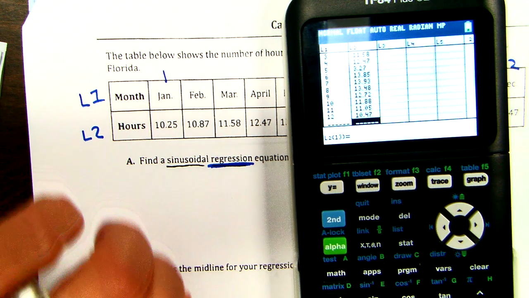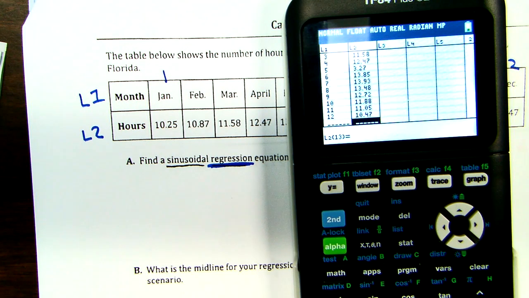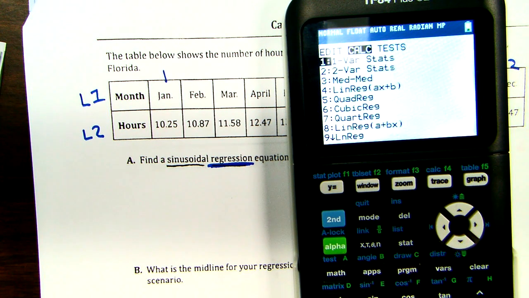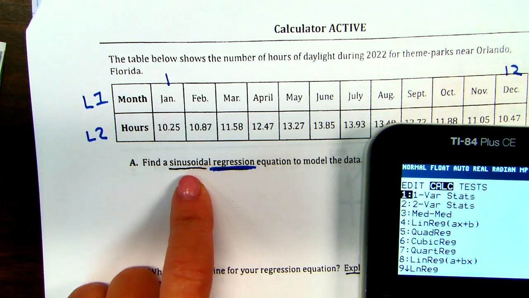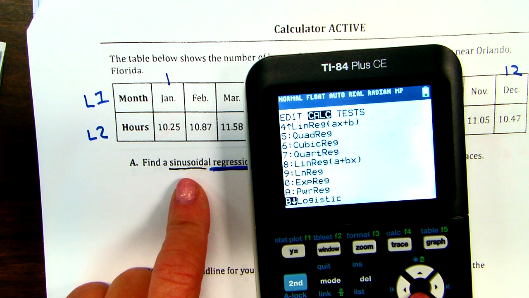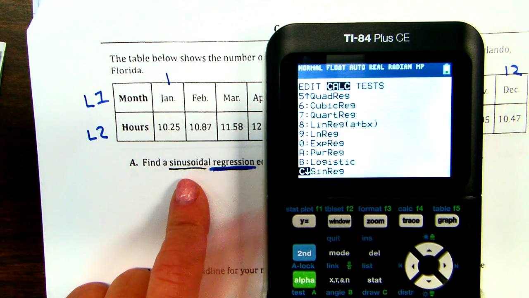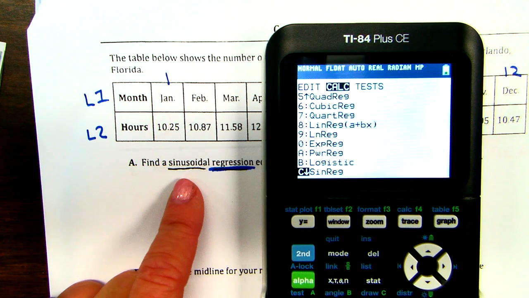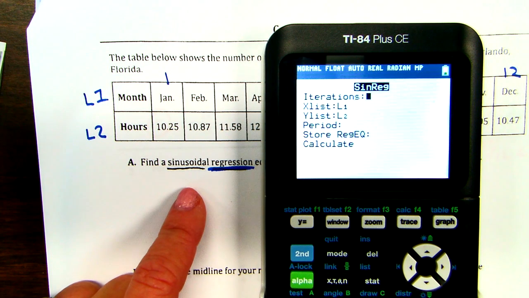Okay. So once you do that, we go to stat again, just where we started. Remember, go across to calc at the top. And this is where you have to find sinusoidal. We've done a whole bunch of different ones in here. We never did that one. So if you scroll on down to the letter C, see how it says sine reg? That's the one we want. Enter, enter, enter. Get to store.